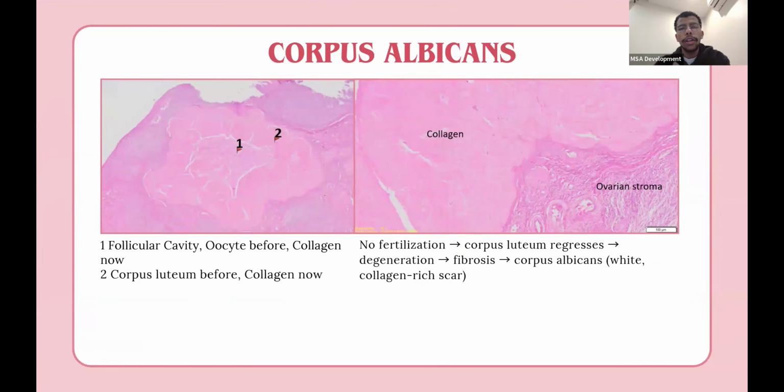Lastly, it turns into collagen or corpus albicans. Again, albicans means white, and collagen is white. And here is the follicular cavity, which used to hold the oocyte. Now it's replaced by collagen, as we mentioned. And then surrounding it, we have the collagen again, which used to be the corpus luteum. Then here we have the ovarian stroma, which are just stromal cells, supporting cells. This, of course, can't fertilize, and it's just a piece of collagen, basically. We just have to identify it.